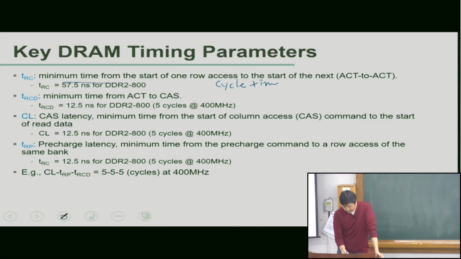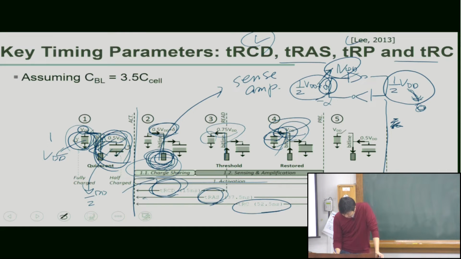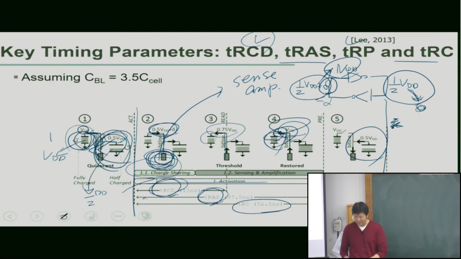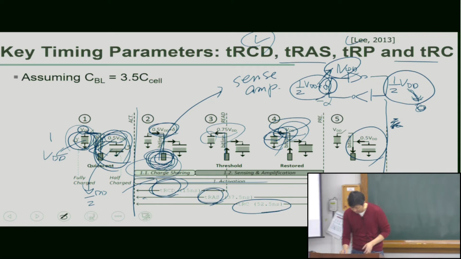And TRP is the pre-charge latency. So pre-charge latency is, once you actually decide to close this row, how long it's going to take to pre-charge this bit line again to 1/2 VDD. So let's say you decide to pre-charge this bit line to 1/2 VDD again to access a different row. This is the amount of time it takes to pre-charge the bit line. Okay, so that's really TRP.